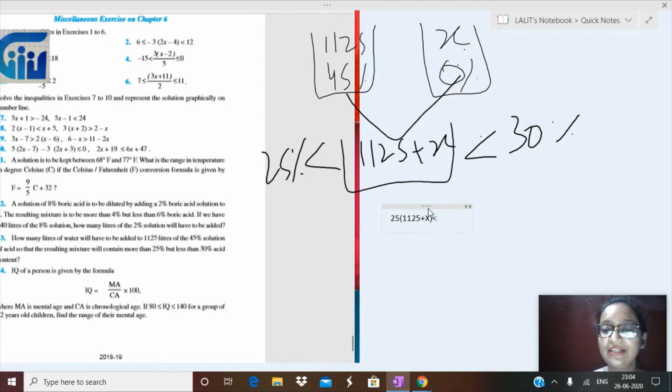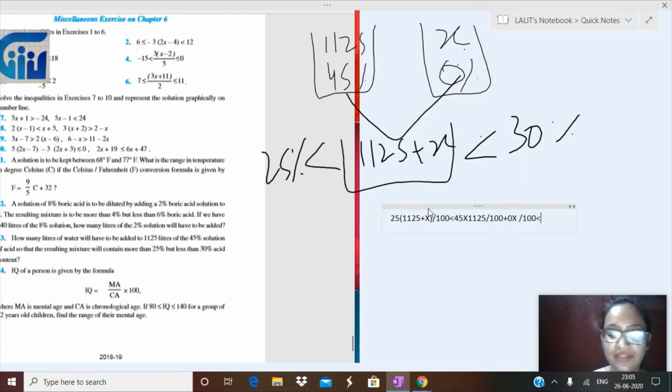Now, this is divided by what? 100, because it is in percentage, right? Now, when I say it is strictly less than what? What is the acid content? It is 45%. 45% of what? 1125 divided by 100. So that is the acid content of the 45% solution. Now, what is the acid content of the water? It is 0. So 0 into x, so it will be 0 into x divided by 100, right?